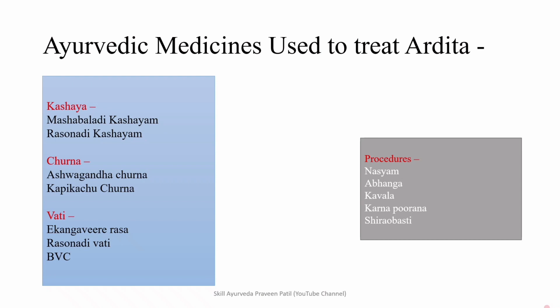The kashayas, that is decoctions used to treat Ardita, are Mashabaladi Kashayam and Rasonadi Kashayam, and churnas like Ashwagandha Churna and Kapikachu Churna, and vati, that is tablets, like Ekanga Veera Rasa, Rasonadi Vati, and Brihat Vata Chintamani. And there are some common procedures used to treat Ardita like Nasya, Abhyanga, Kavala, Karnapurana, and Shirobasti.